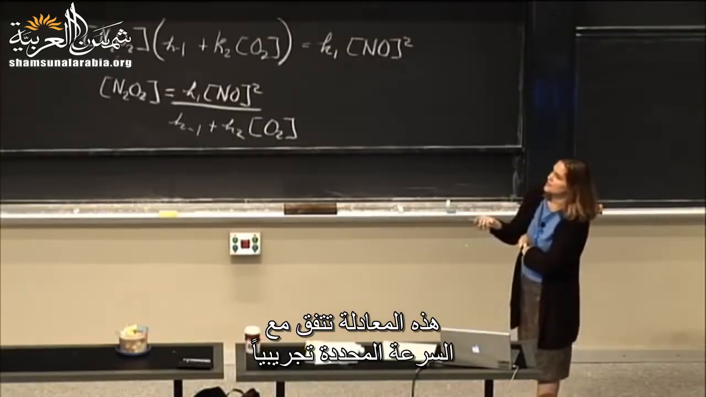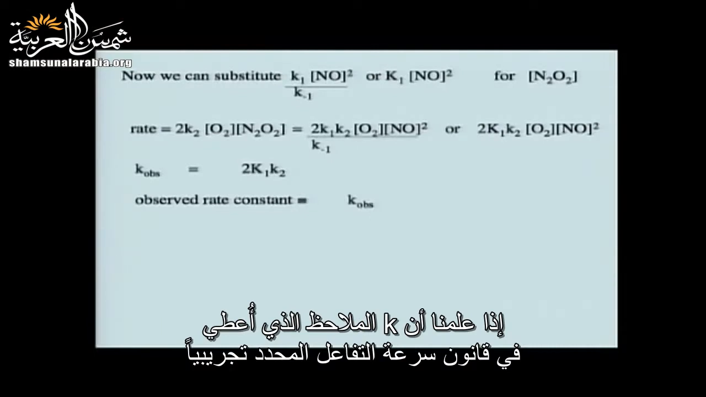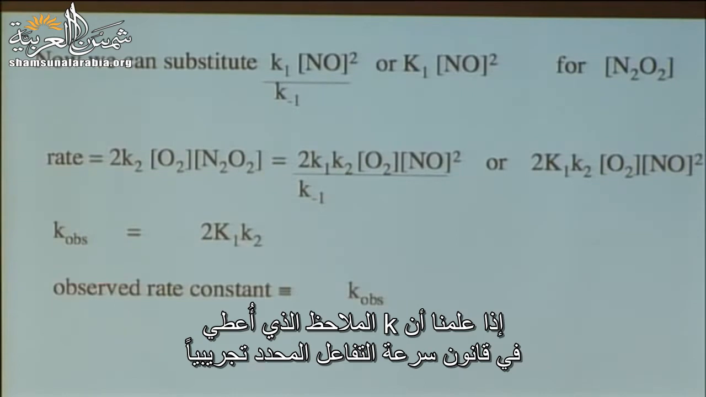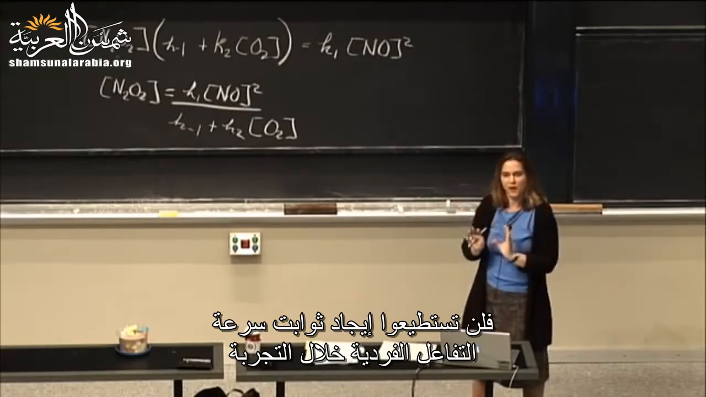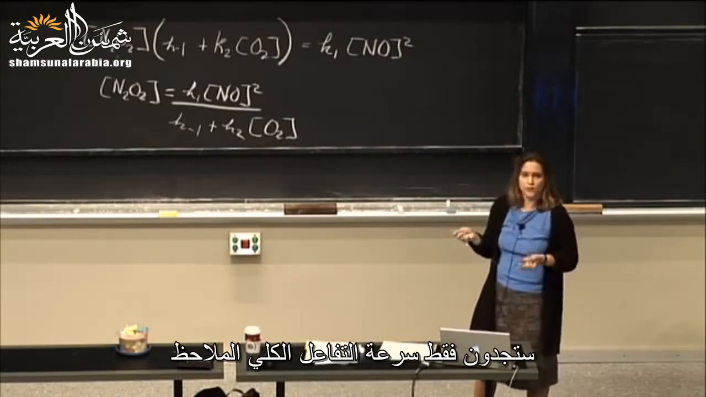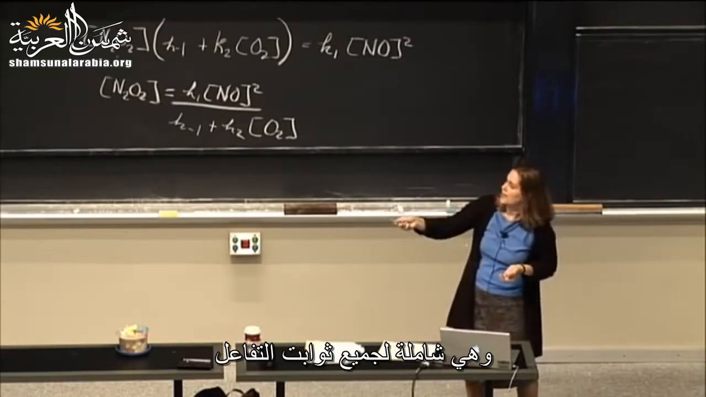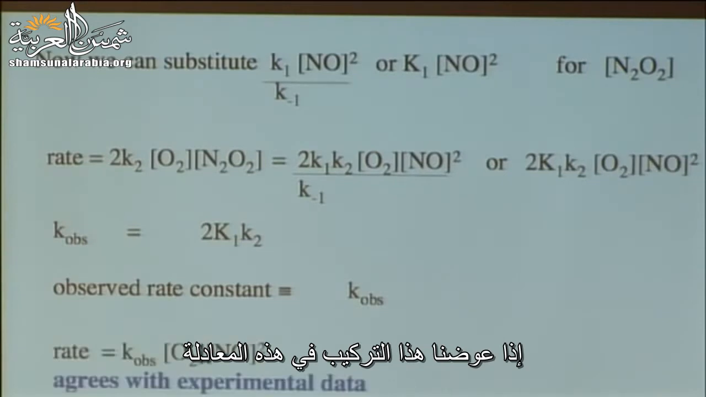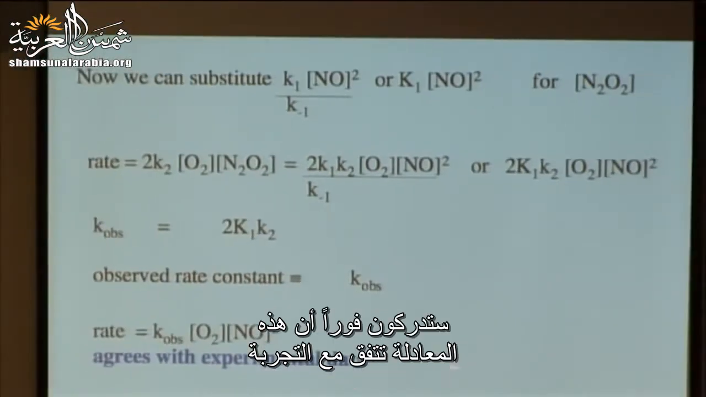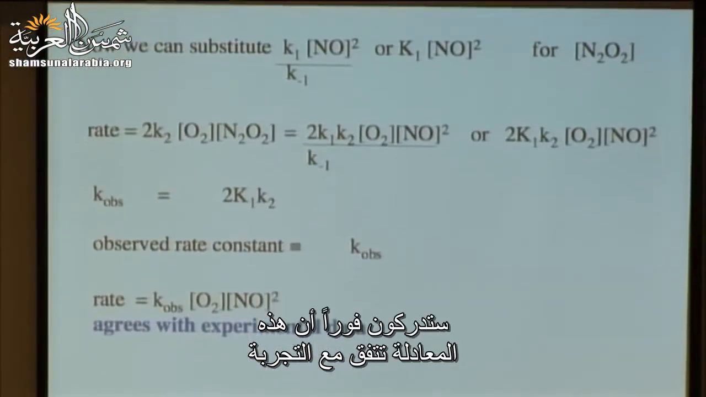And now we're consistent. If we realize that the K observed that was given in the experimental rate law is a combination of all of our K terms. So it's a combination. You can't, at least in this experiment, you weren't able to come up with the individual rate constants. They just came up with an overall observed rate. And so that's all of our terms in there. And so if we put that in here, we realize that this is consistent with the experiment.